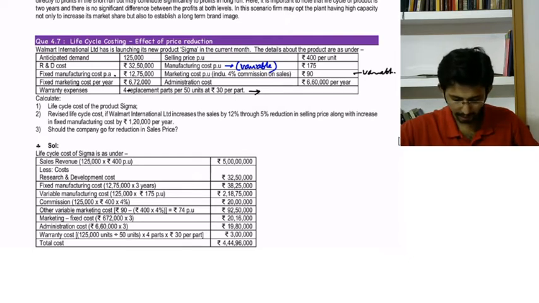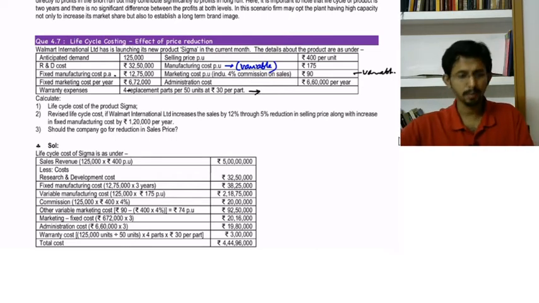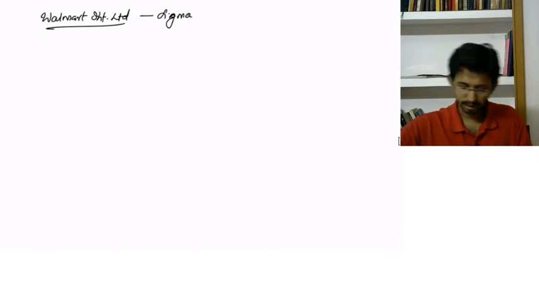Now calculate the life cycle cost of the product Sigma. Revised life cycle cost, if Walmart International increases the sales by 12% through 5% reduction in the selling price along with an increase in the fixed manufacturing cost by rupees 1,20,000 per year, should the company go for the reduction in the selling price? Very simple problem, direct problem. We will quickly do the problem.